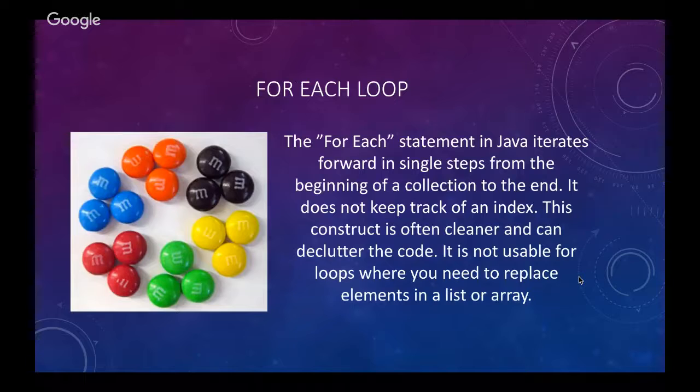Actually, a for each loop statement in Java iterates forward in single steps from the beginning of the collection to the end. It does not keep track of an index, so you can't just jump around. You have to start from the beginning and run through the end. Its construct is often cleaner and can declutter the code. Sometimes that can save error problems. It is not usable for loops where you need to replace elements in a list or an array.